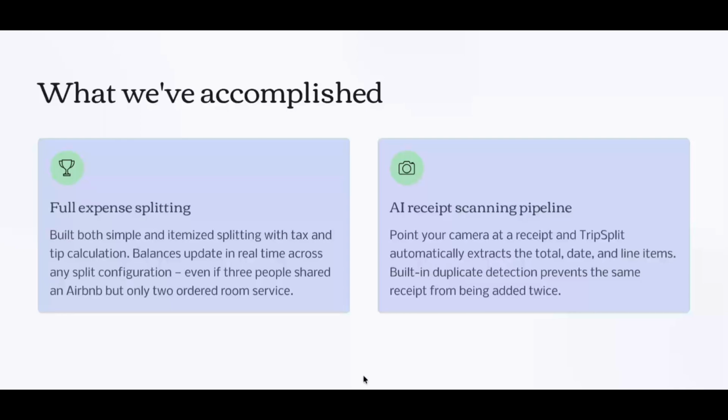You just point the camera at a receipt, or you can upload a photo, and the app automatically pulls out the total, the date, and the line items. We also built duplicate detection, so if someone tries to scan the same receipt twice, the system will catch it. And that's what makes TripSplit feel genuinely different from anything else out there.